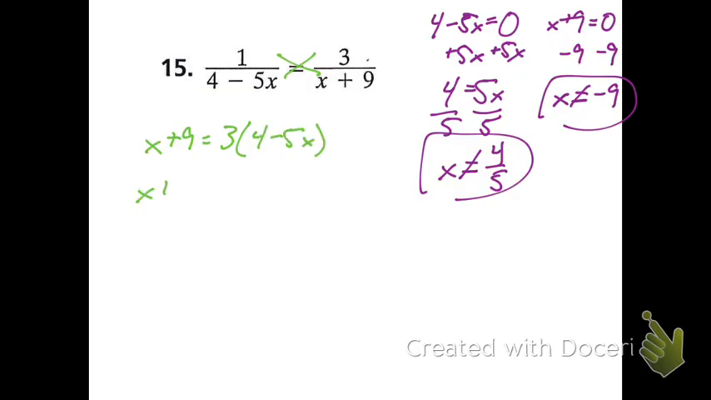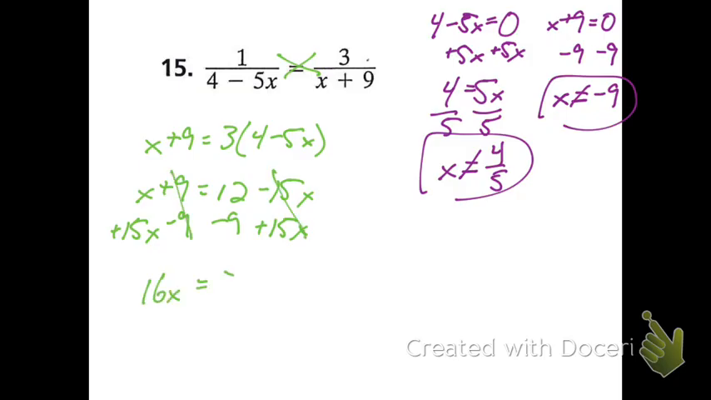So I have x plus 9 looking fine over there on the left side. And I have 12 minus 15x. I'm going to go ahead and add 15x to both sides because I'm making this video, so I can do that. I'm also going to subtract 9 from both sides. So that goes away and that goes away. I have 16x is equal to 3. So then I'm going to divide both sides by 16. I get x is equal to 3/16.